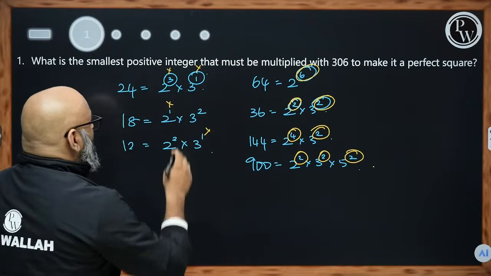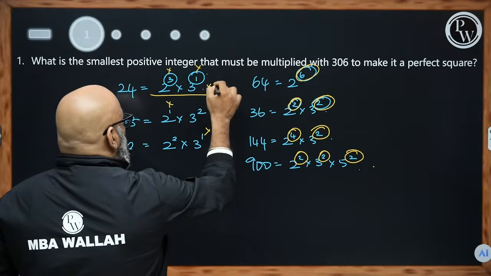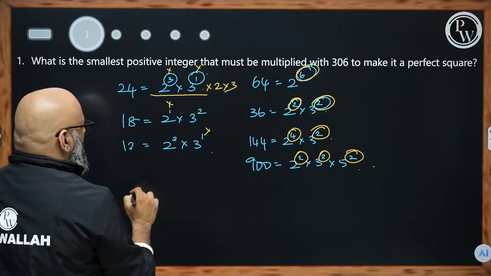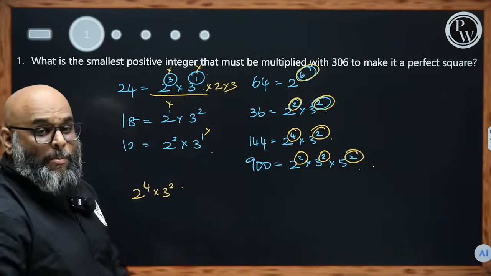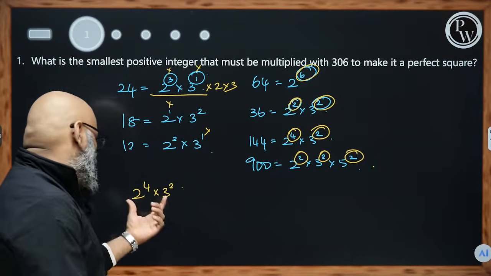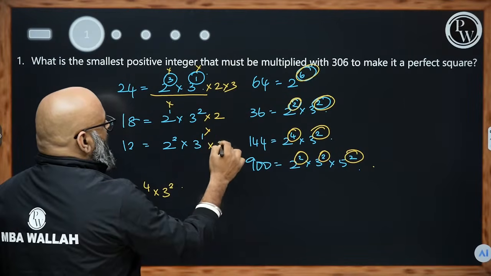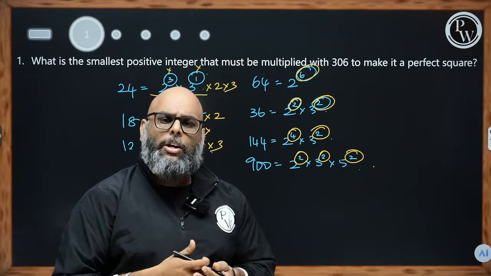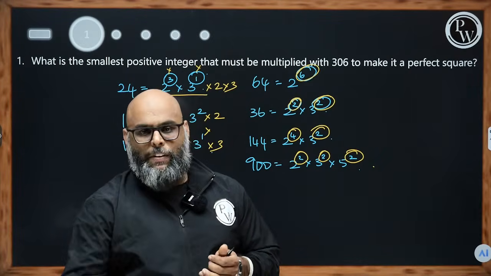In that case, if you have to make this a perfect square, what do you have to do? You have to multiply it by a 2. You have to multiply it by a 3. Why? Only then this will become 2 power 4 into 3 square. 2 power 3 into 2 power 1 will become 2 power 4. 3 power 1 into 3 power 1 will become 3 power 2. And that becomes a perfect square. Here multiplied by 2. Here multiplied by 3. Simple. That's the idea. Look at the power of the prime number that you have. Make it even. The number becomes a perfect square.